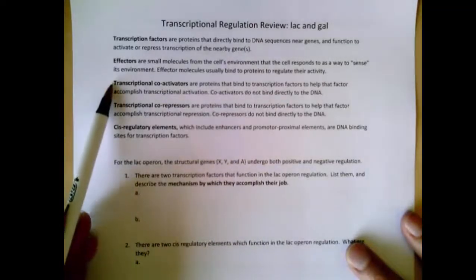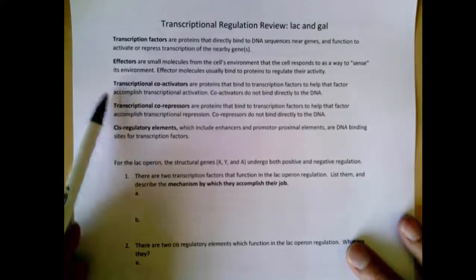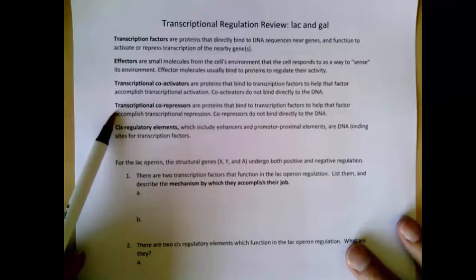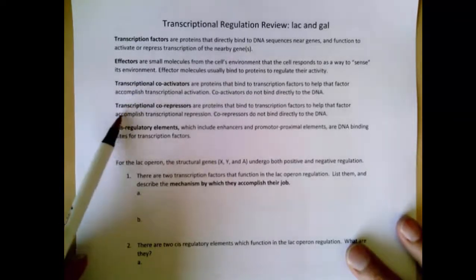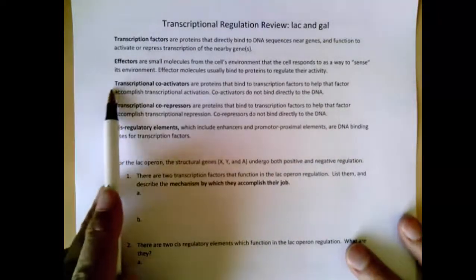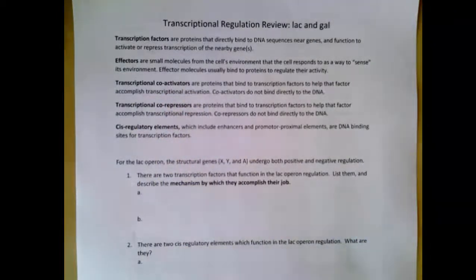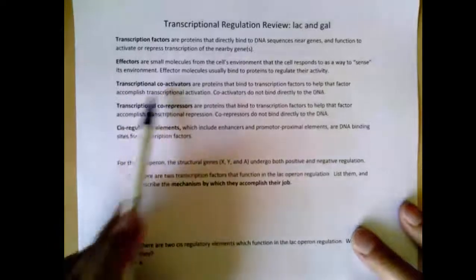Then we have transcriptional co-activators and transcriptional co-repressors. So these would both be proteins as well, and these would be proteins that affect transcription. They get recruited to a region of the genome, but they do not bind directly to the DNA. So this would be something that generally binds to another transcription factor. So the transcription factor comes in first, binds to the DNA, and then it recruits a transcriptional co-activator or co-repressor.